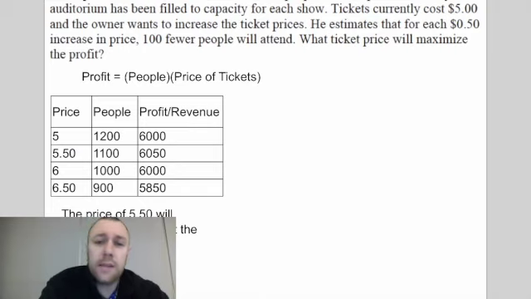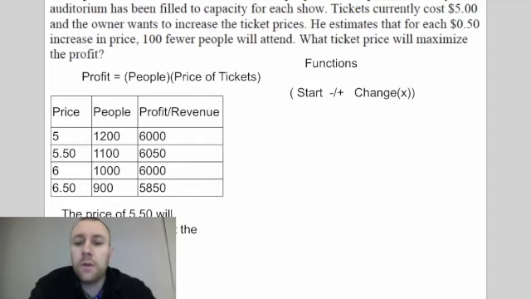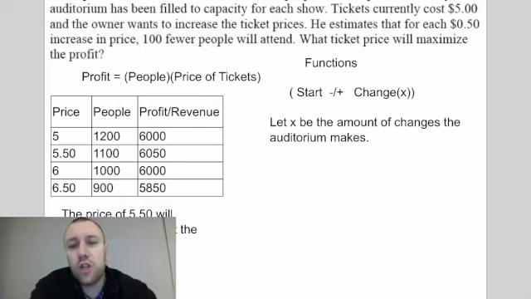So you can use a table for this if it's a simplistic version like this, but most of the time you actually have to use a quadratic function to do this. To do that, you have to create two parentheses. So you always say, what's my start value? And then you add or subtract whatever it's changing to, times an x. Now the x in this case is the amount of changes that you're going to make. So in this case, x is the amount of changes to the price of the ticket that the auditorium makes.